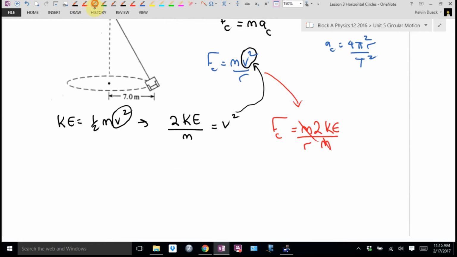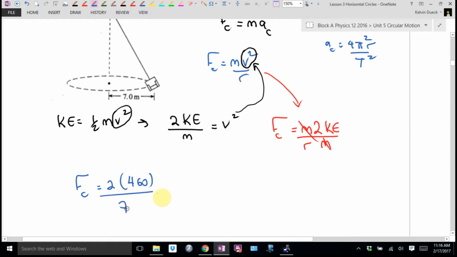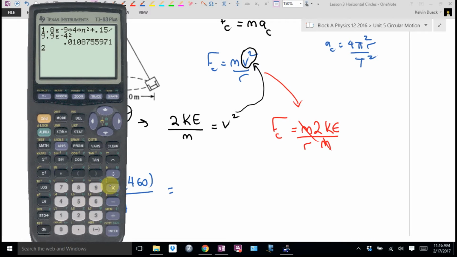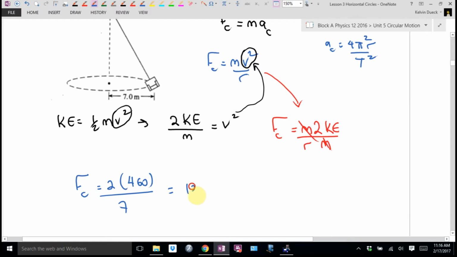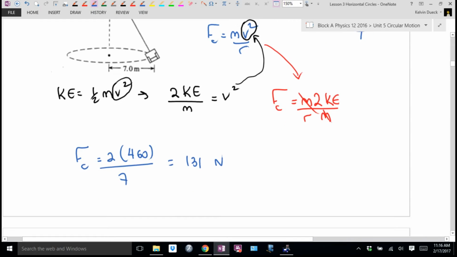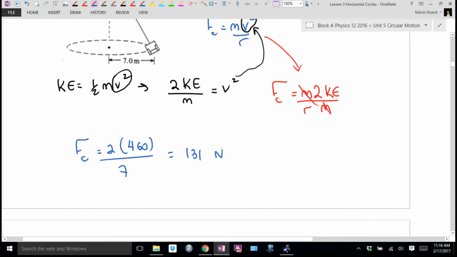So, the centripetal force is equal to 2. What was the kinetic energy? I've scrolled down. Divided by 7. I can almost do this in my head. Two times 460 divided by 7. 131 newtons. Okay? Don't turn the page yet.